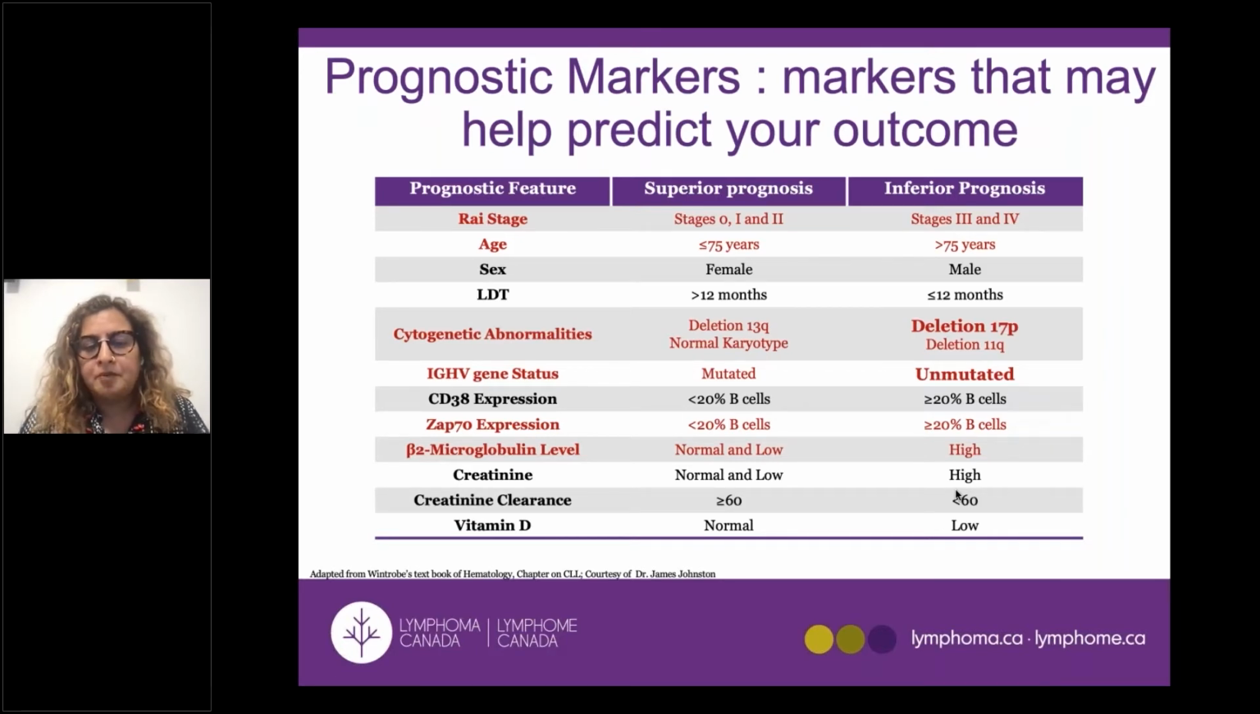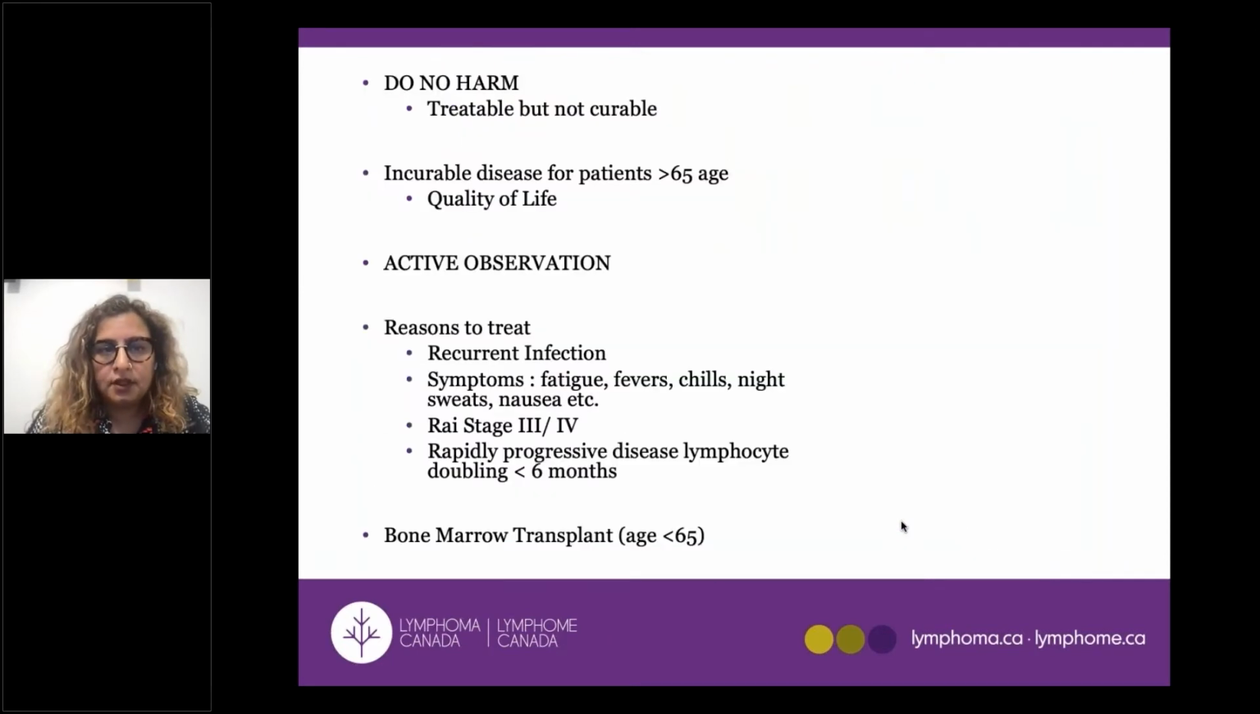So one is recurrent infection. Two, it's altering how you feel. You might have fevers, chills, night sweats, tiredness, and these are all things that are typical of cancer symptoms and can also be seen in CLL. Tiredness is the number one symptom that patients do disclose with their CLL. Rai stage 3 or 4 disease, or advanced stage disease, secondary to bone marrow infiltration, and rapidly progressive disease, where the lymphocyte doubling time is less than 6 months. Currently, the only way to cure CLL is a bone marrow transplant.